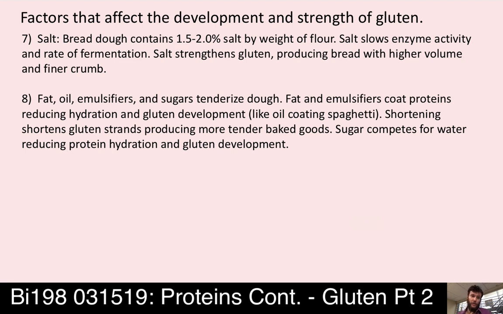Shortening actually shortens the gluten strands. It makes a more tender baked good. And sugar, we'll learn about carbohydrates next week, but carbohydrates really like to be hydrated. You all know how well sugar goes into solution when you stir it up. That sugar is competing for the water in the dough and can reduce hydration and change the characteristics of the gluten that may be forming.